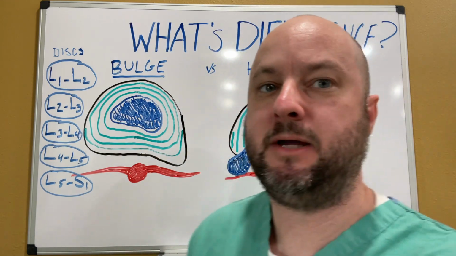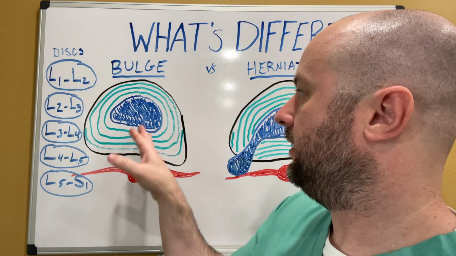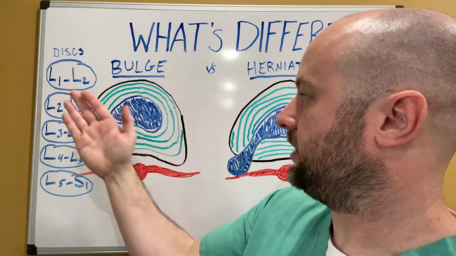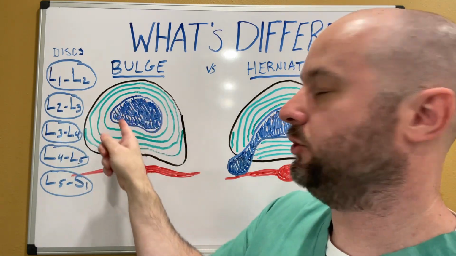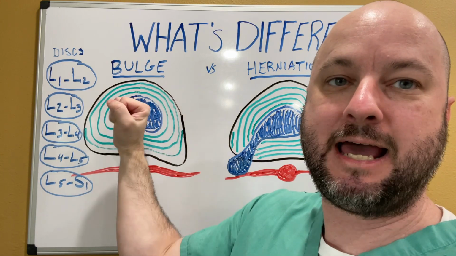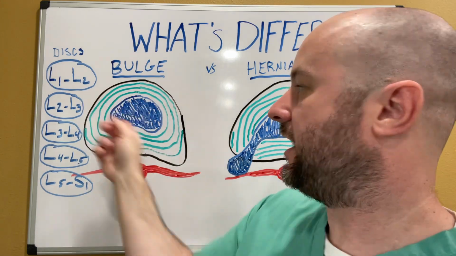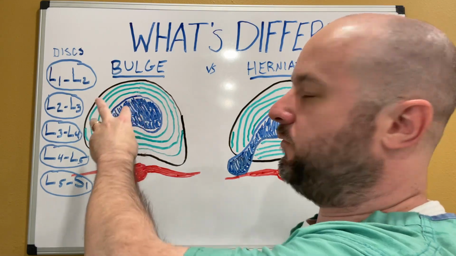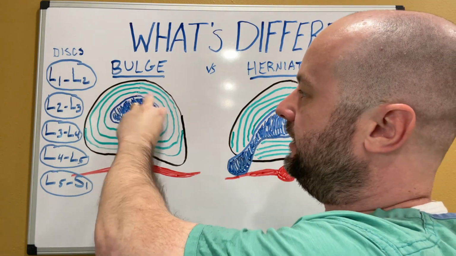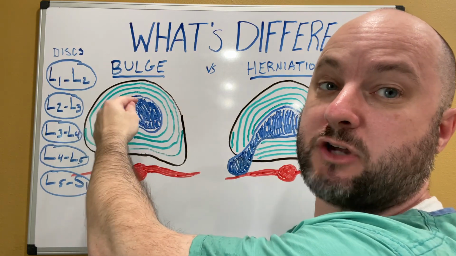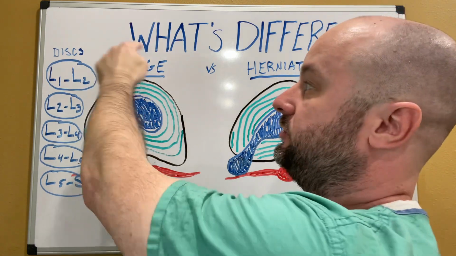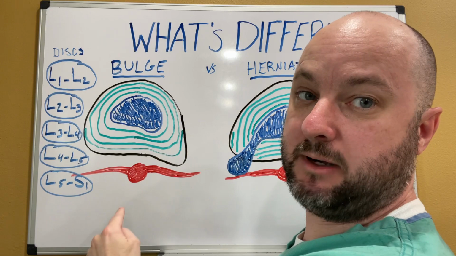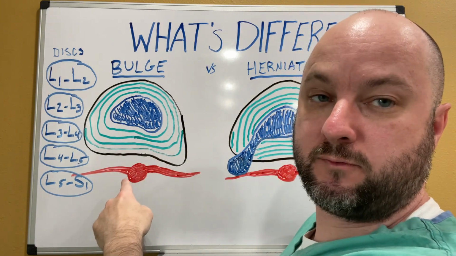When we're talking about disc problems, this is a cross section of the disc, and we're looking at the nucleus. The nucleus is that thick gelatinous substance in the middle of the disc, surrounded by rings. When you have a disc bulge, over time you start having movement in this nucleus. It's starting to try to bulge backwards. This is the front of the body, this is the back of the body. The red are nerves, okay?